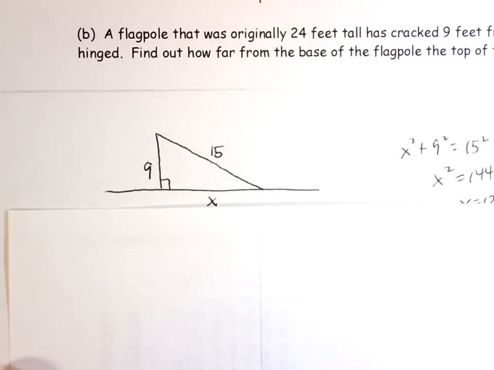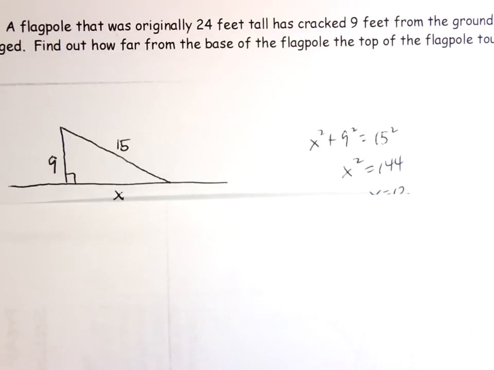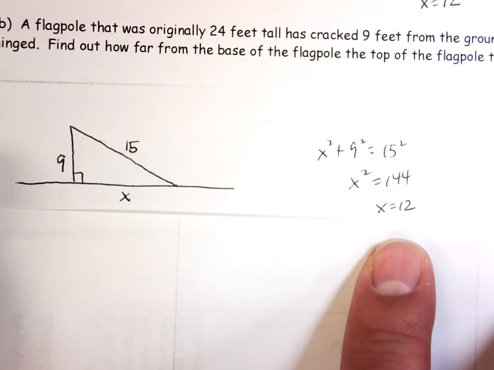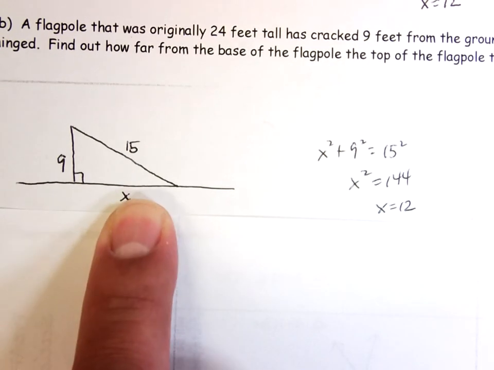It's the same problem we had in the last one, which is kind of funny. So x squared plus 9 squared equals 15 squared. X squared equals 144, so x is equal to 12. So it's this distance right here.